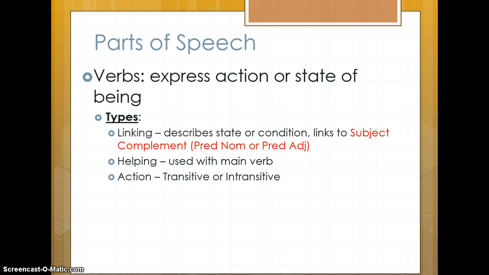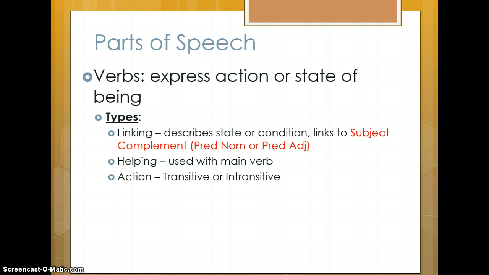Third type of part of speech, verbs. Verbs express an action or a state of being, and there's three different types. We are going to be using all of them, but in particular, the linking verbs and the action verbs are going to be most important to us for our purposes. Linking verbs describe the state or condition of things. So when we use a linking verb, those are going to be your to-be verbs, is, was, were, as well as state of being verbs, sensory verbs. They're all going to be linking verbs.